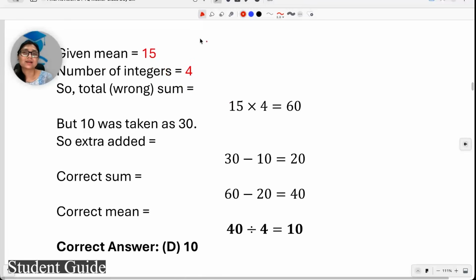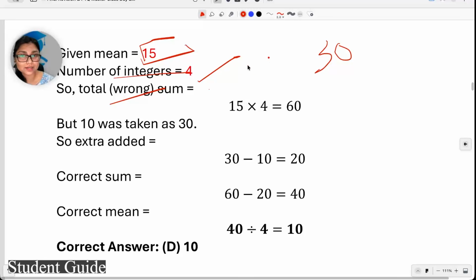As the arithmetic mean is given as 15, 4 integers are there. These are 4. So already it has said that the 10 was written as 30. So you already know that the sum will come as a wrong sum. So no problem. First we need to mark the sum. So you just make this 15 into 4. Okay, this pen is not working properly. No problem. So 15 into 4, you have got 60.